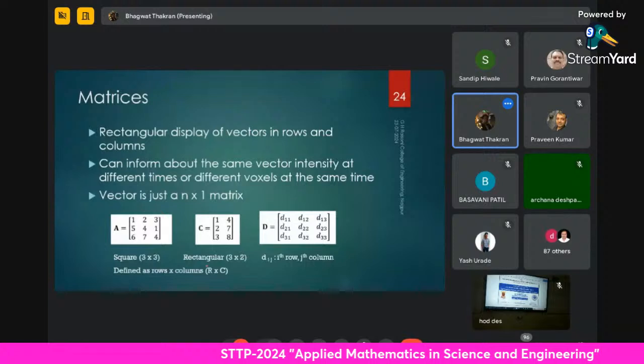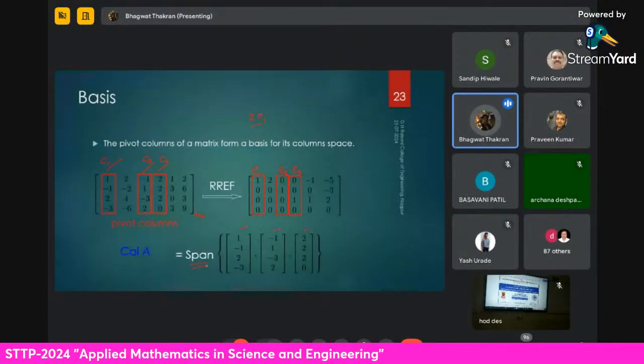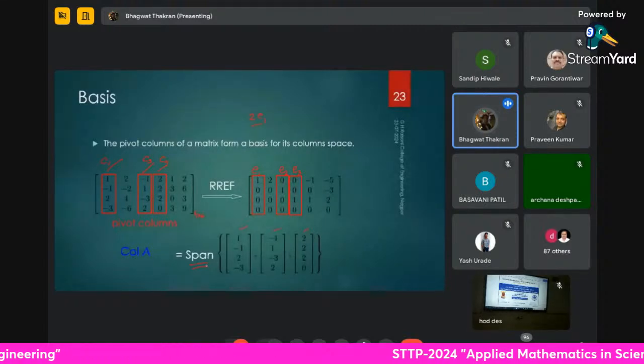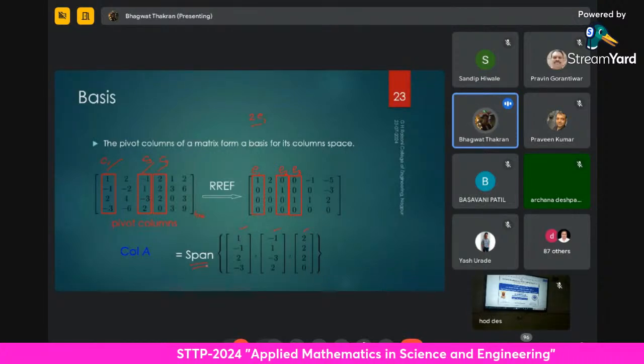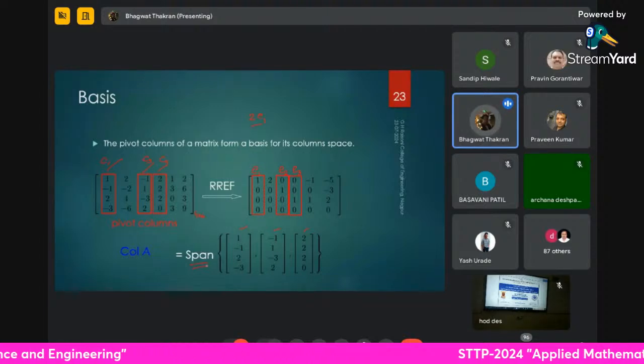Now, these are all the ideas about the basic or theoretical part of what we have gone through: vector space, subspace, what is linear combination, what is span, what is basis, and we have seen how linear combination can be used in applications.